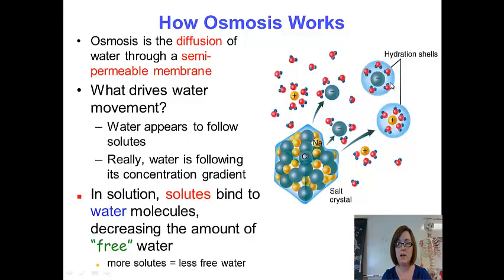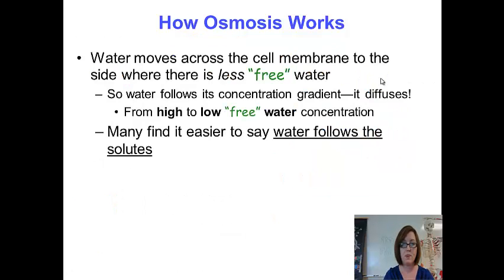The water that's a part of a hydration shell is not free water. It's busy water, if you will. But the water that is not part of a hydration shell, that is free water, right? The more solutes that you have, the less free water you're going to have. So what happens is water moves across the cell membrane to the side where there is less free water. Water is following its own concentration gradient. It's going from an area of high free water concentration to an area of low free water concentration.